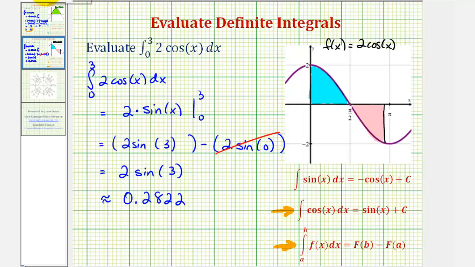So if we integrate from 0 to pi over 2 radians, this would be positive. But integrating from pi over 2 to 3, this would be negative. But notice how the positive area is actually more than the negative area, and that's the reason why the result of this definite integral is slightly positive.